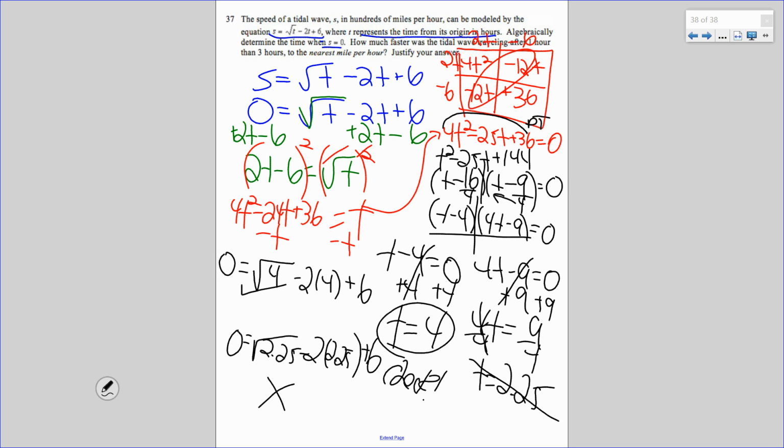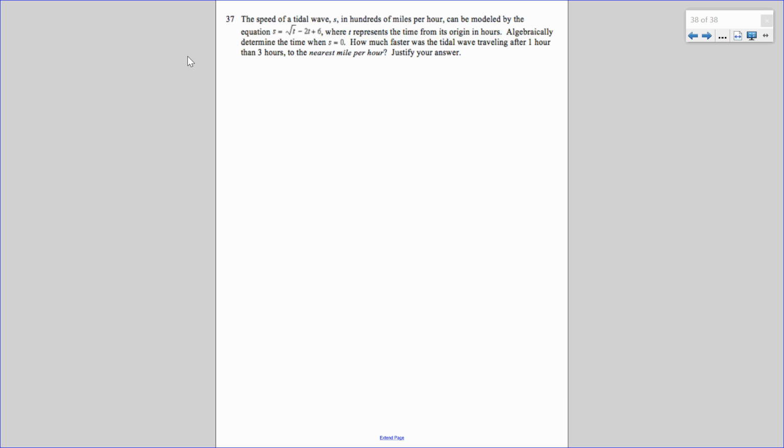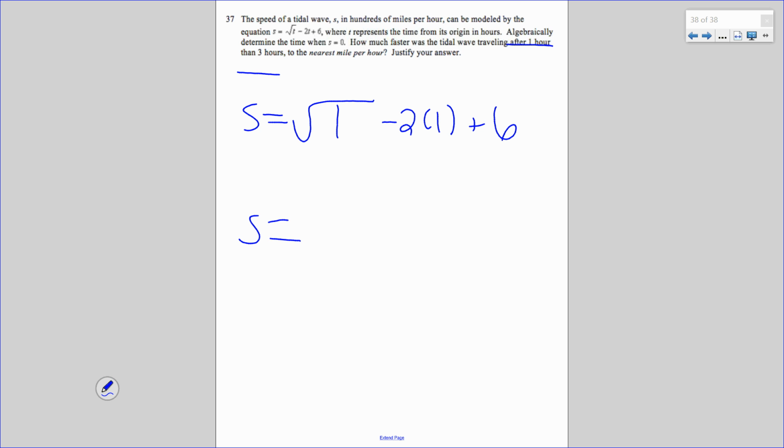I have another question, so I'm going to restart this here and make some more space. It says, how much faster was the tidal wave traveling after 1 hour than after 3 hours? Well, it's easy. I'm just going to replace the t with 1, and I'm going to replace it with 3. Actually, I don't even need a calculator for that one. That's going to be 1 minus 2, which is negative 1. It's going to be 5.